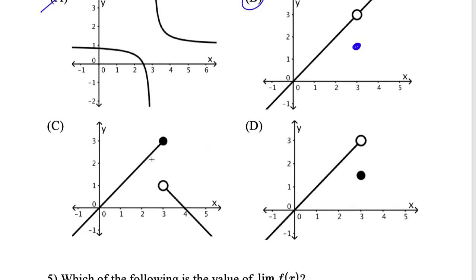Let's look at why these other ones don't work. As I go from the left, I get closer and closer to a height of 3, which works, but I get closer and closer to a height of 1 from the right. So the double-sided limit does not exist.